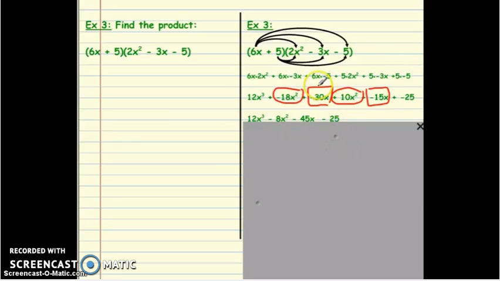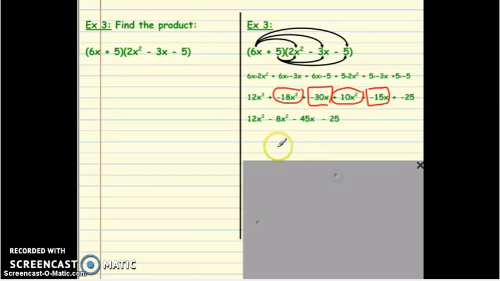And our other like terms we said were negative 30x and negative 15x. They are the same sign, so we add them to get 45. And they're negative, so we get negative 45x. And then let's bring along our negative 25. And there we go. We have found the product of this crazy long-looking one. But you did it, step by step.